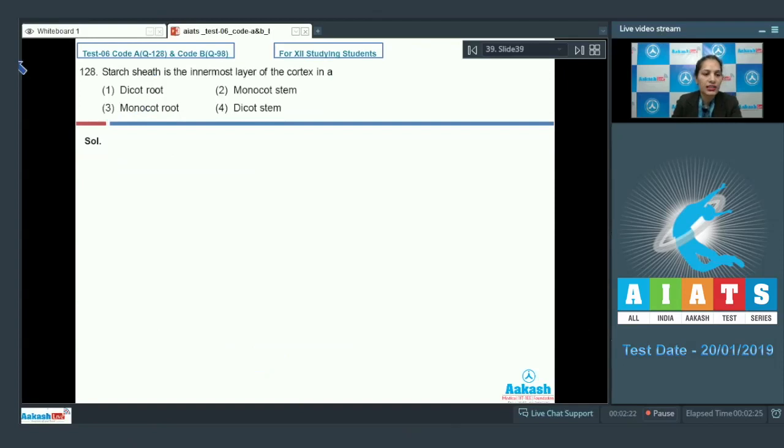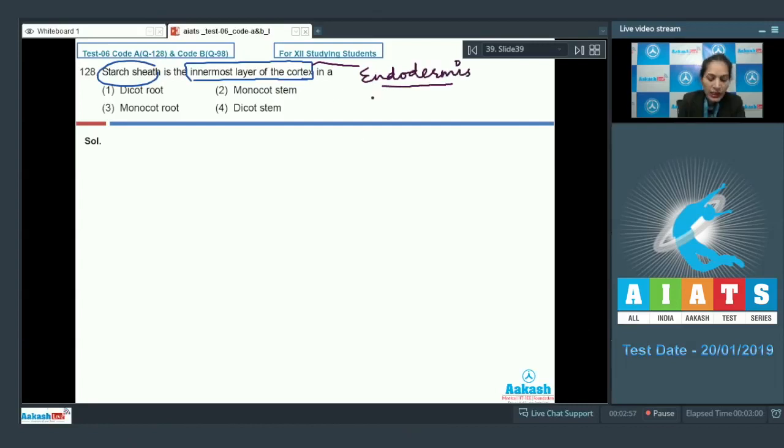Question number 128. Starch sheath is the innermost layer of the cortex in a first option dicot root, second monocot stem, third monocot root, fourth dicot stem. So starch sheath is the innermost layer of cortex. The innermost layer of cortex is known as endodermis. This endodermis is called the starch sheath in.